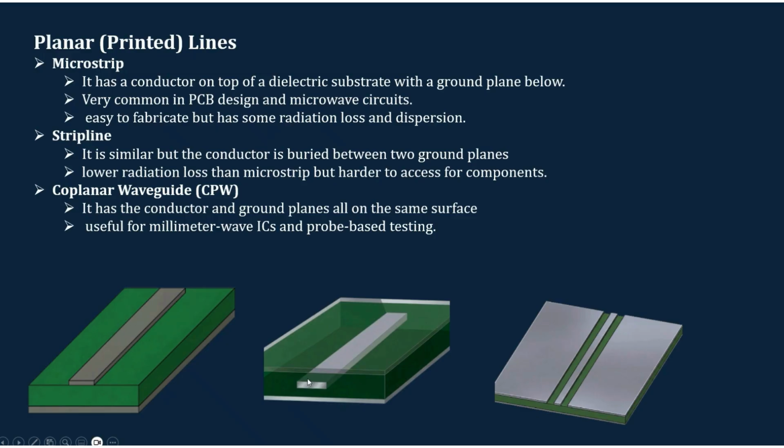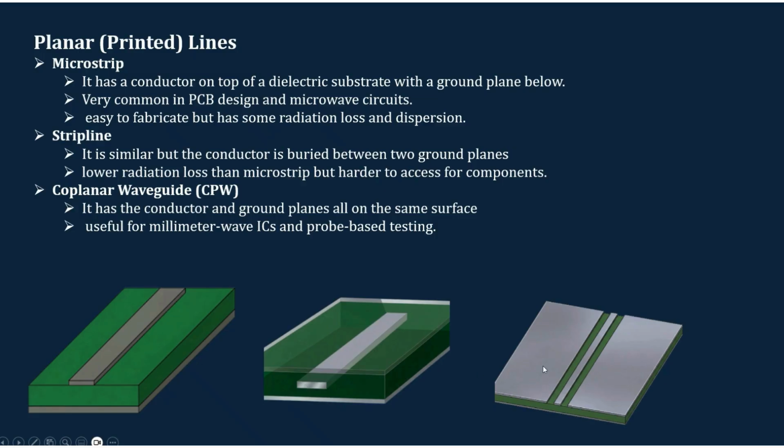In the case of the stripline, the feed line is embedded inside the dielectric and we have the ground plane on top and bottom. Because of this structure, it has low radiation loss. But it is very hard to access for the components as the feed is embedded in the dielectric.